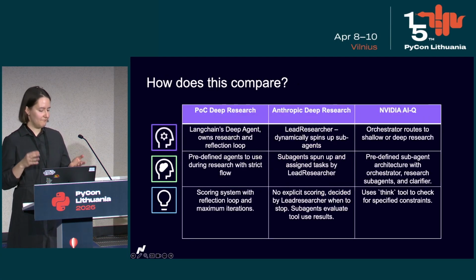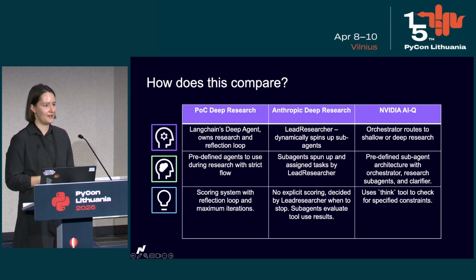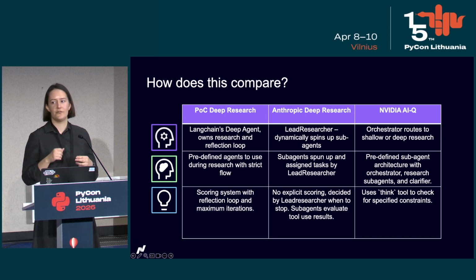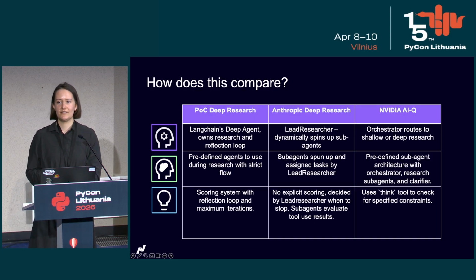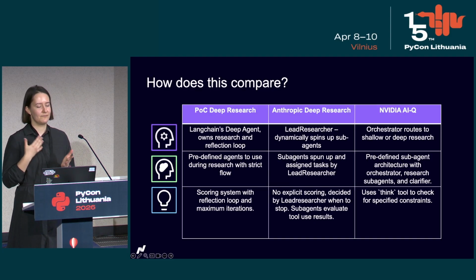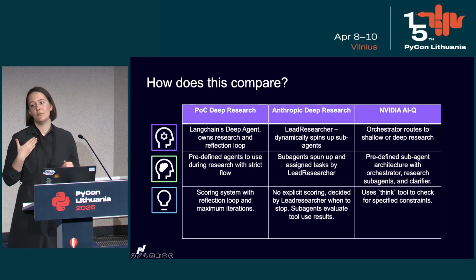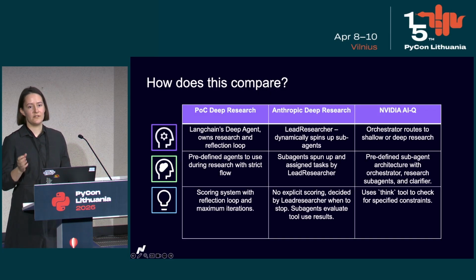How does my proof of concept compare to deep research out there? You probably know about the deep research that Gemini offers, maybe Anthropic, OpenAI. There's also the one that I did a bit of a deep dive in, which was NVIDIA AIQ, because it's open source and you can find all the instructions on GitHub.